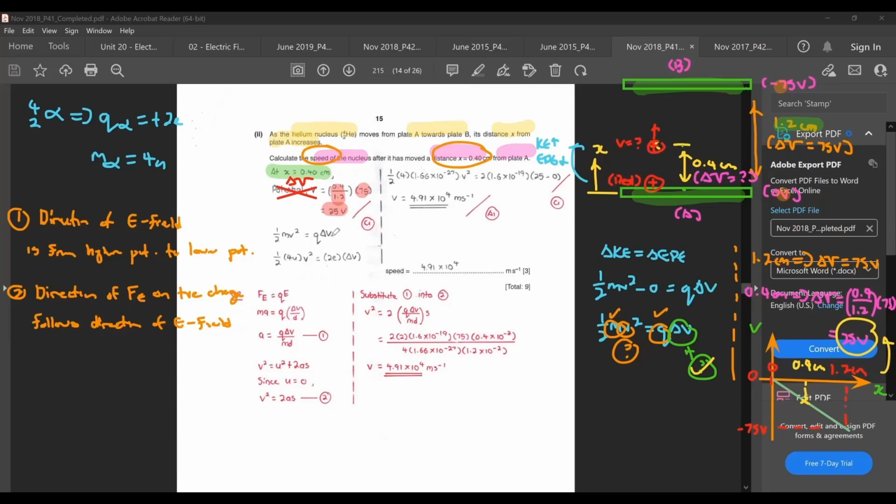And then the equation is half mv squared = q delta V. My mass of alpha particle is 4u, so it's half 4u v squared. And then q delta V: the charge of my alpha particle is 2e, so it's 2e times delta V. After that, you just sub in all the relevant values. You will get the answer as 4.91 times 10 to the power 4 meters per second.